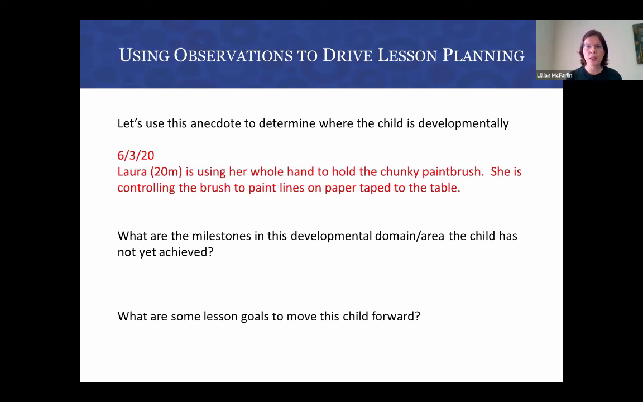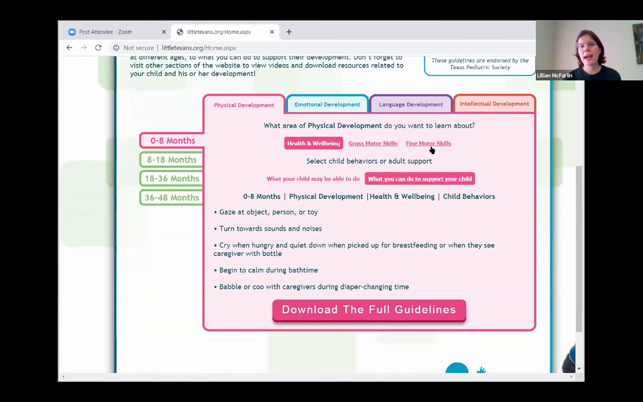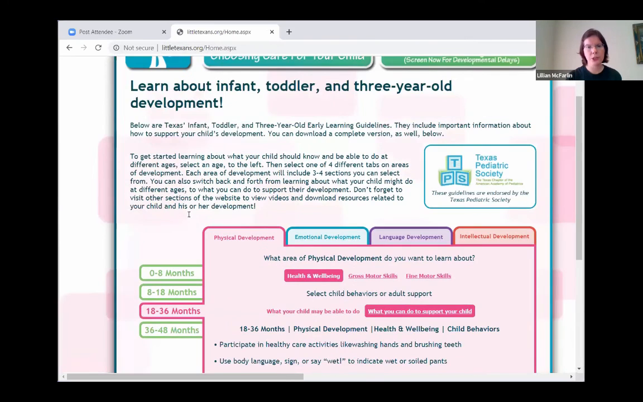Somebody mentioned when we looked at it the first time that it might be a fine motor area. Do you all agree? Yes. All right, so let's look at Little Texans, Big Futures to see where this child might be falling. Based on that, how many months old was Laura? Where is she here? She's 18 to 36 months. Excellent. So she's 20 months, right?